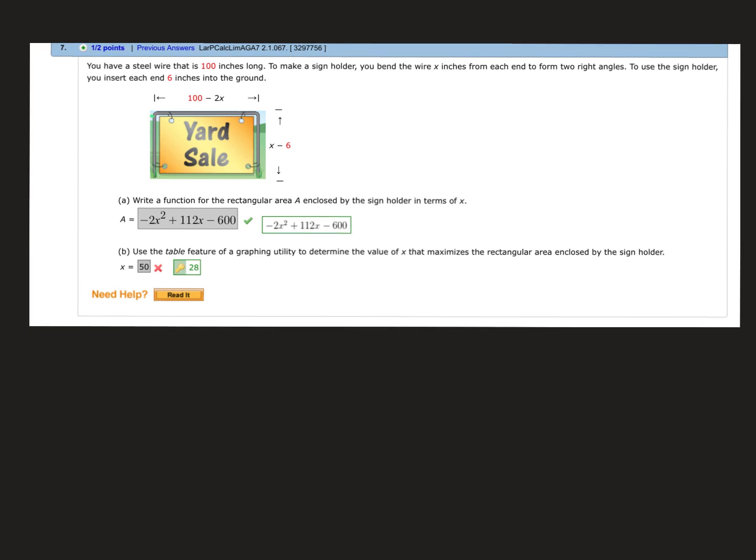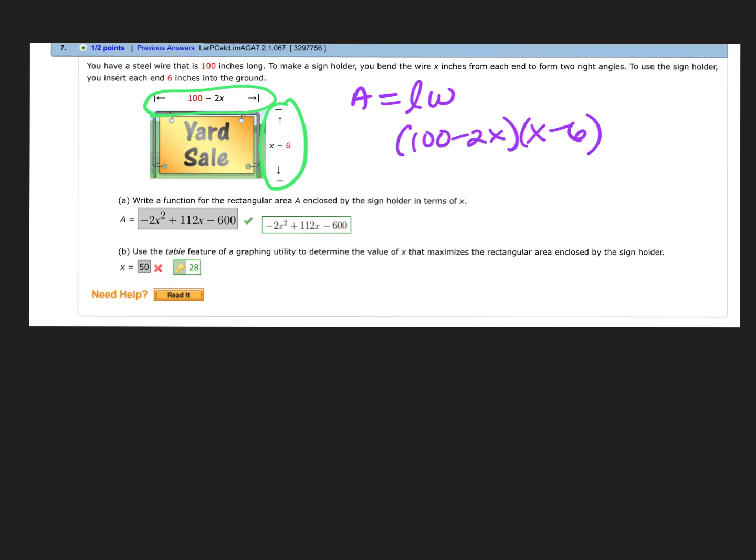So basically it gives you the diagram with your length and your width already set up. You just have to find area. This is a great application question, a great standardized test question. Area of a rectangle is what? Length times width. So I would have to do (100 minus 2x) times (x minus 6). I'd have to FOIL that out: 100x minus 600 minus 2x squared plus 12x. Combine your like terms, so negative 2x squared plus 112x minus 600.